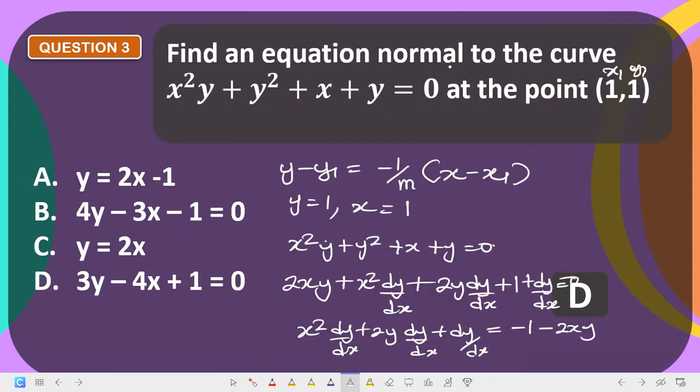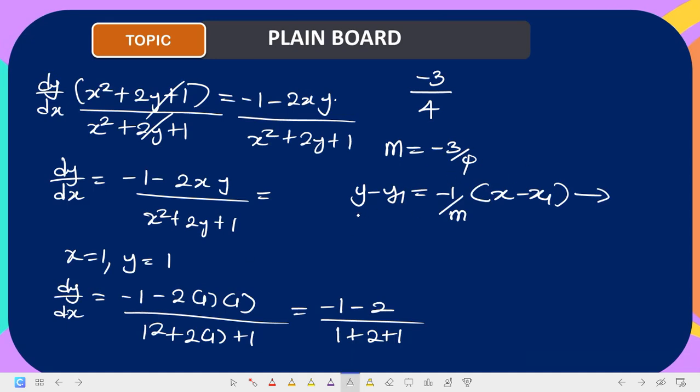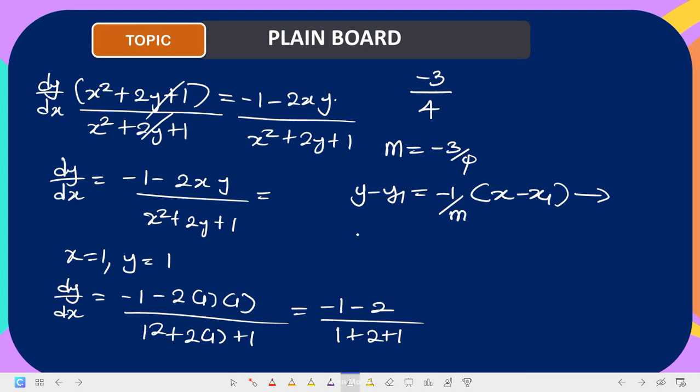Say find an equation normal to the curve. So an equation normal to the curve, this is usually the formula. Now our y1 is 1. It was given in the question. Look at it here. These values you have here, x1 is 1, y1 is 1. So coming back here, we say this becomes y minus 1 is equal to minus 1 divided by minus 3 all over 4 bracket x minus 1.